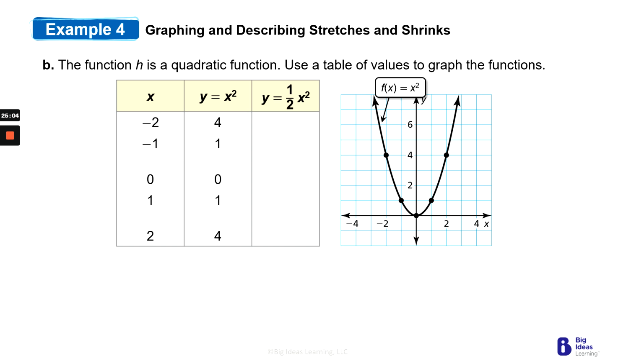So if x squared when x is -2 is 4, what's 1/2 x squared when x is -2? What's half of 4, friends? 2. Half of 1 is 1/2. Half of 0 is still 0. Half of 1 is 1/2. Half of 4 is 2. So does that make it wider? Yes, it does, just a little bit. This essentially makes our slope 1/2, so rise over run: the run is now longer than the rise, so that's why it's wider. It's running longer than it's rising.